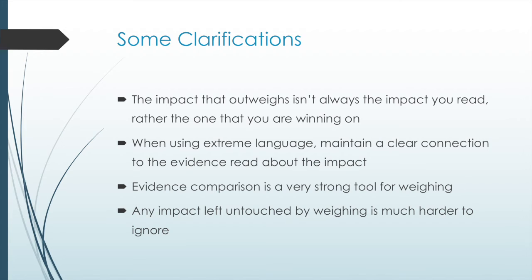And then evidence comparison is an extremely strong tool for weighing because, like I said, all of your defense of your own impact should be based on having a strong impact card. But if you can prove that your opponent's card is not solid evidence or something like that, all of a sudden you've invalidated a lot of their weighing claims. So evidence comparison is a really cool tool to undercut weighing claims from other places in the flow that your opponent might not necessarily be expecting.